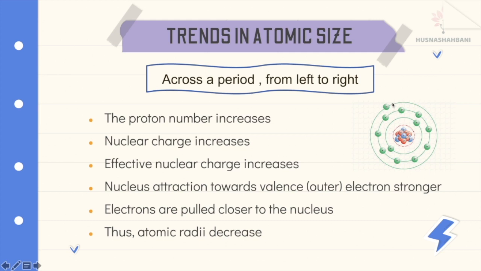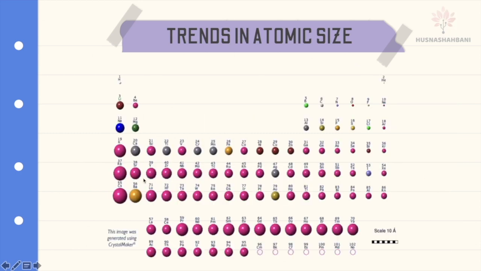Electrons are pulled closer to the nucleus. That's why atomic radii decrease. The atomic size becomes smaller and smaller because the radius decreases. So across a period from left to right, when the proton number increases, the atomic size decreases.